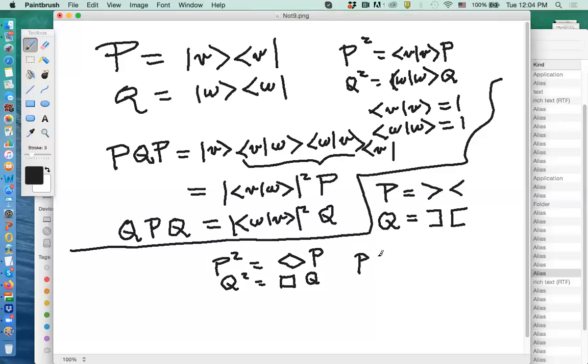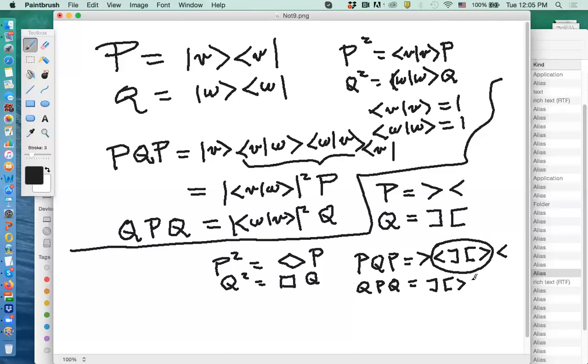And then what happens to PQP? I'm just looking at it diagrammatically. And we have this, and then we have this, and then we have this. And these guys collect up and become a scalar times P. And if we have QPQ, then it's the other way around. And these guys collect up and become a scalar. But as you see, it's the same scalar times Q. So we get a temporally Lieb pattern in the algebra of projectors.